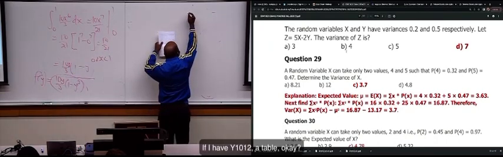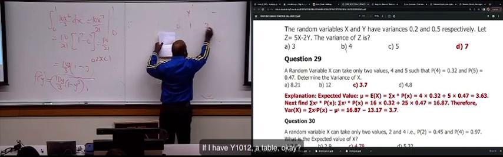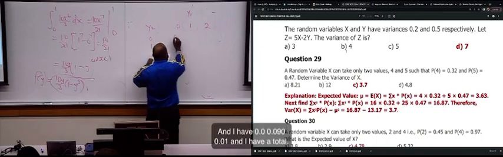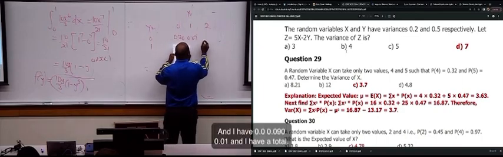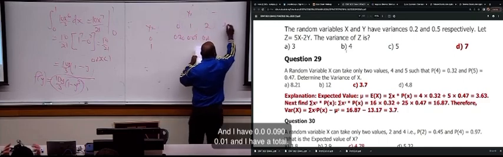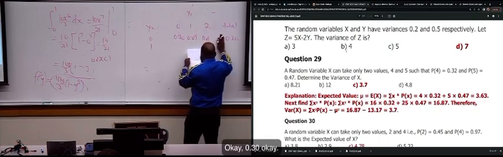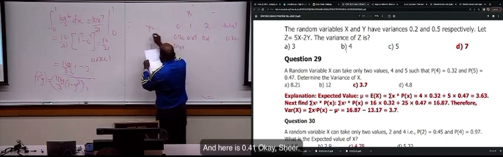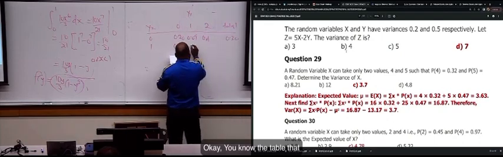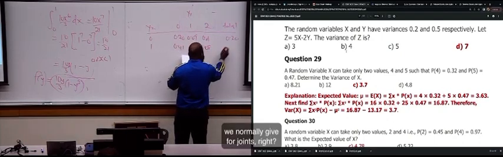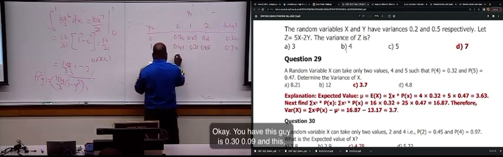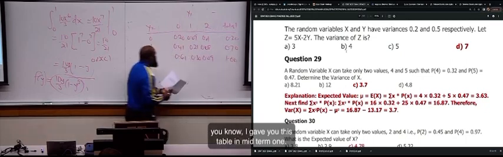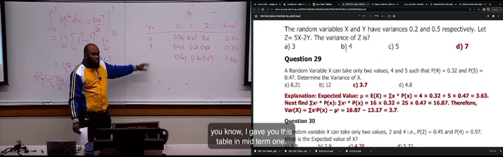If I have y1: 0, 1, 2, a table, okay, and I have y2: 0, 1. This is 0.09, this is 0.01, and I have a total, 0.30, and here is 0.41. This is the table that we normally give for joints, right? You have this guy, 0.3, 0.09, and this. I gave you this table in midterm 1.